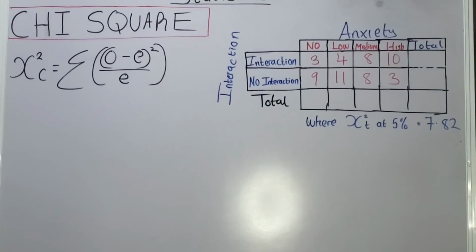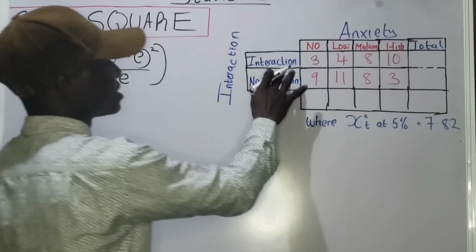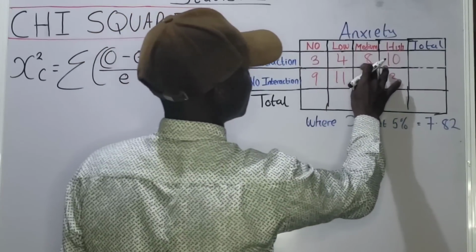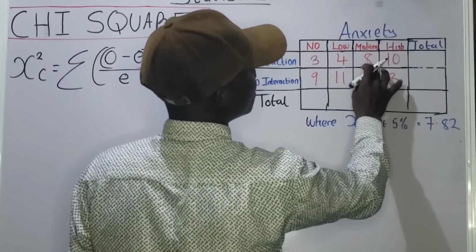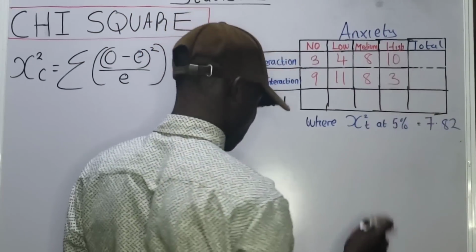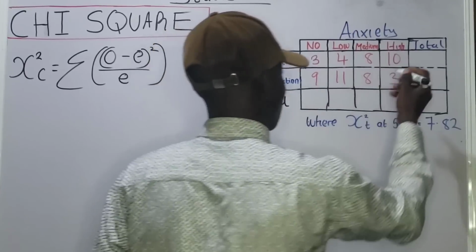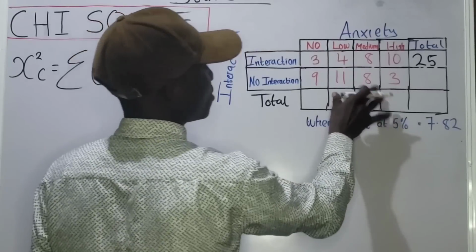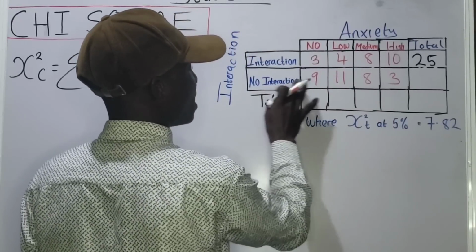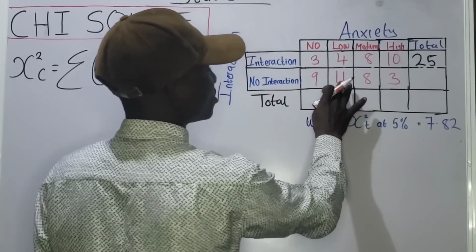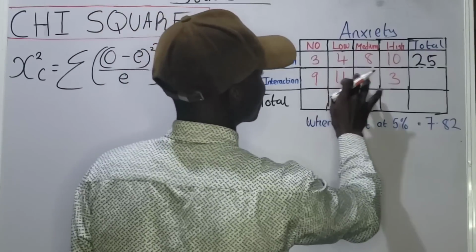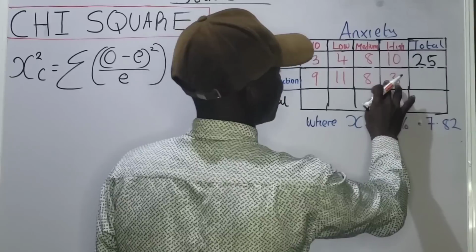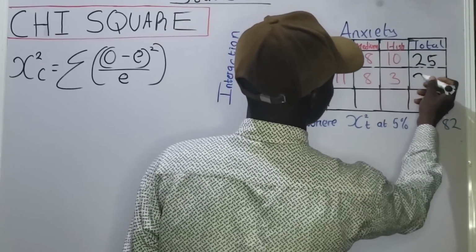Okay, let us start with the row. For the interaction, we have 3 plus 4, that is 7. 7 plus 8, that is 15. 15 plus 10, that is 25. So here I'm going to have 25. Now for the second row, which is no interaction, we have 9 plus 11, that is 20. 20 plus 8, that is 28. 28 plus 3, that is 31. So here I'm going to have 31.